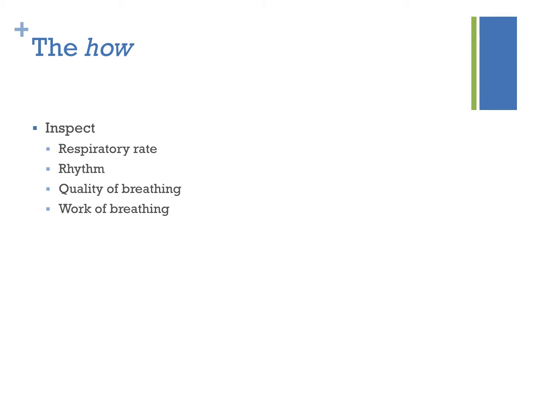Work of breathing is assessed by observing for use of accessory muscles, in particular the sternocleidomastoid and the trapezius muscles around the neck and shoulders. This indicates respiratory distress, as the patient is having difficulty breathing and is air hungry. The use of pursed lips or nasal flaring should also be noted.